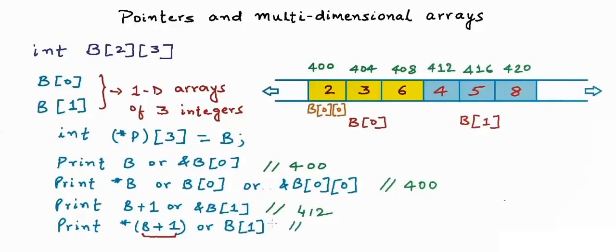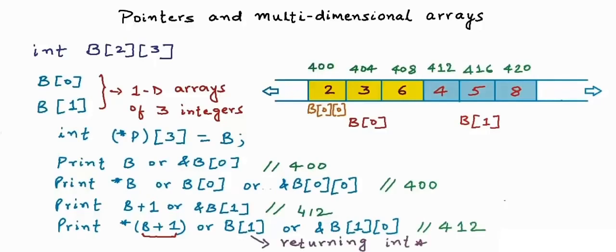Now printing b1 means using the name of this one-dimensional array b1, which should return us the pointer to the first integer in b1. So asterisk of b plus 1 is basically a pointer to this integer at address 412. Once again, this output will be 412. All these expressions, asterisk of b plus 1, or b1, or ampersand b10, are returning us a pointer to an integer.